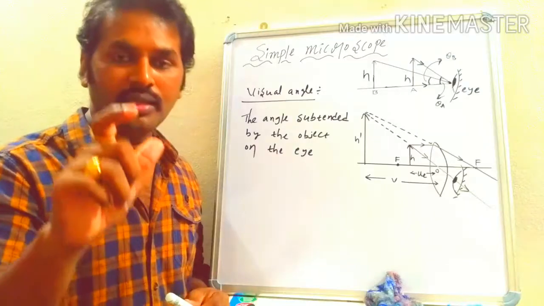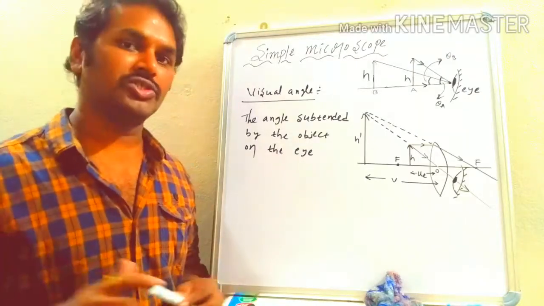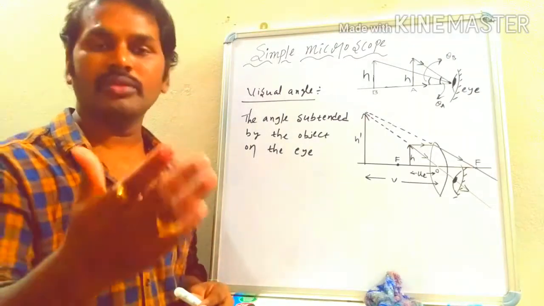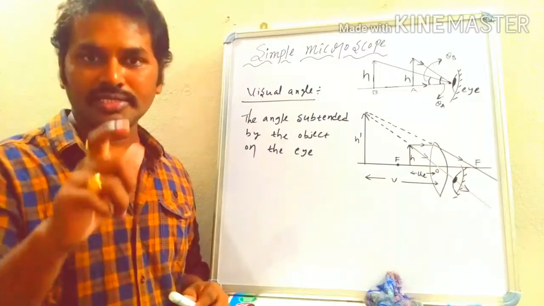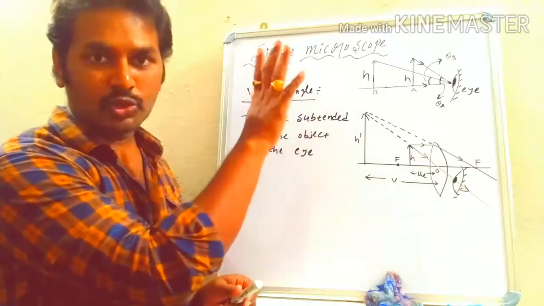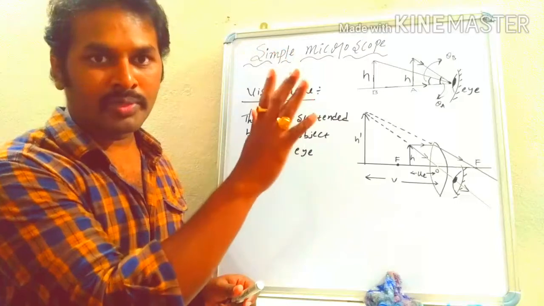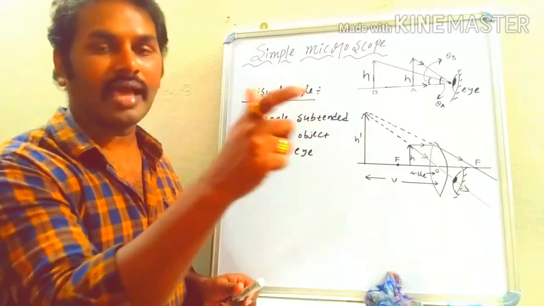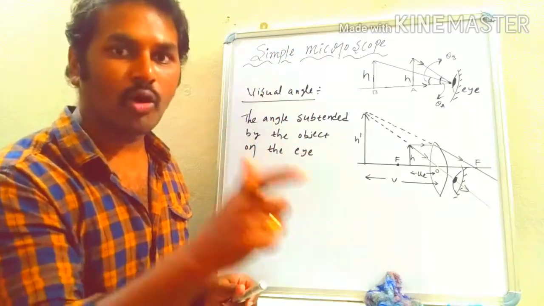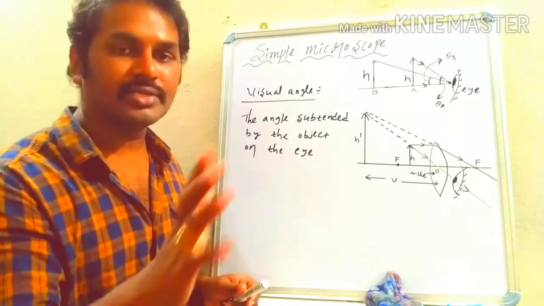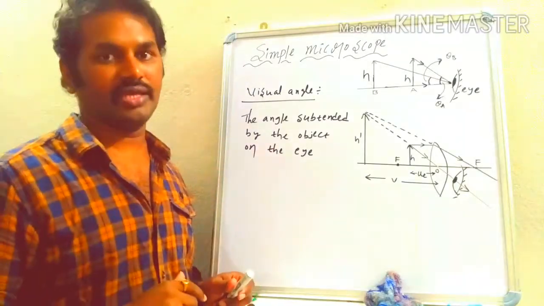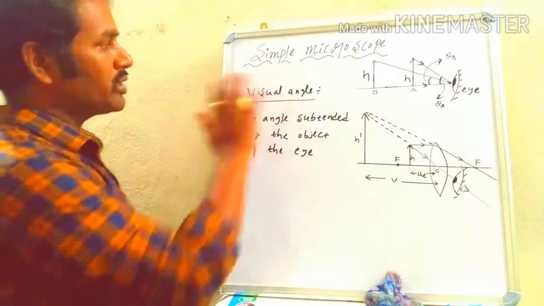But actually, it has bigger dimensions when we see it from a near distance. So it is all about the visual angle. Depending on that, we feel the size of the object is bigger or smaller, but actually there is no change in the linear magnification. So we got the visual angle.